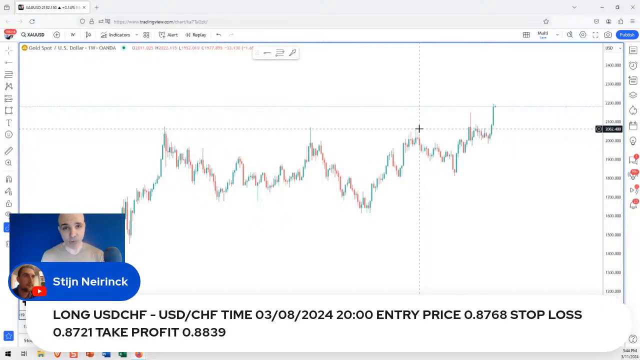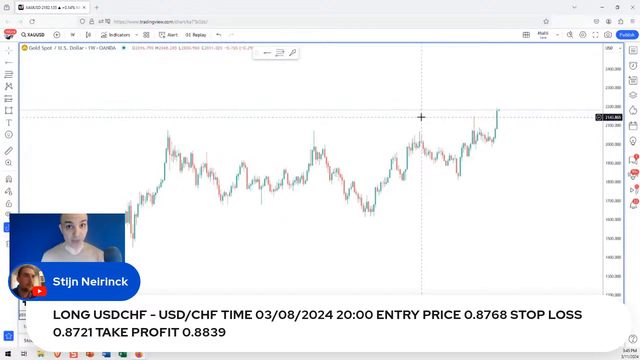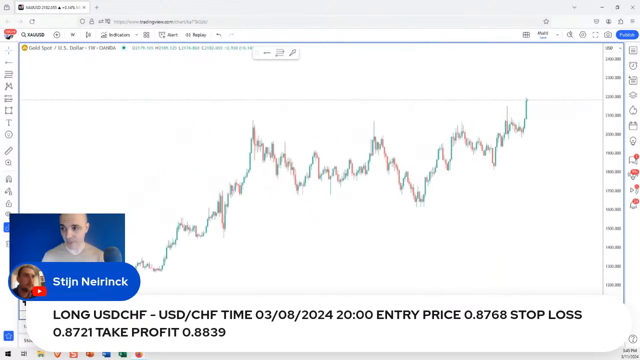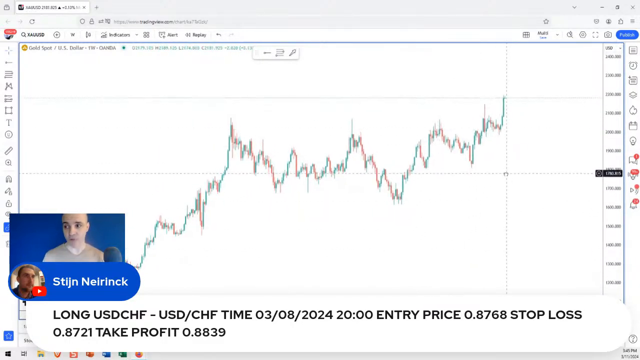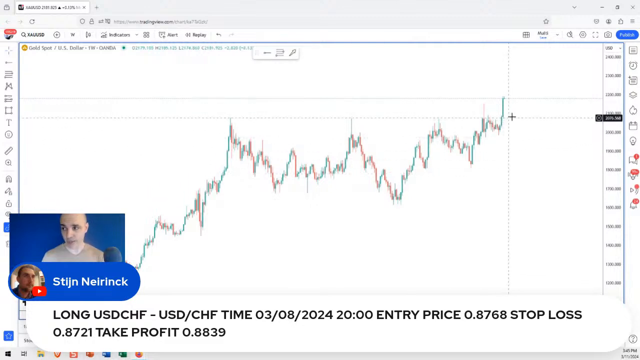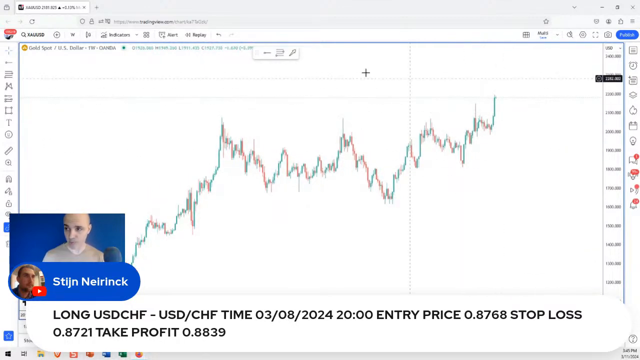The best thing to do in those scenarios, again, use whole numbers, okay? So 2,200, 2,300, 2,400, those are psychological levels. 3,000 is a big one because that's a major psychological level, right? But this break is pretty significant. So one thing I would not do is short gold. Do not short this thing. Look for pullbacks. Look for pullbacks in smaller time frames.